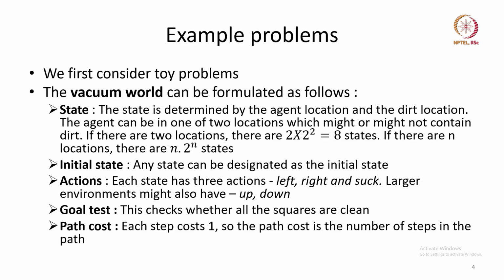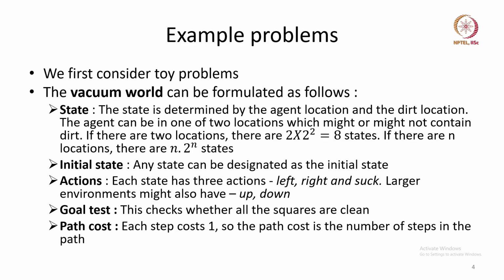And what is the goal test? It has to check that there is no dirt in room A and in room B. In other words, if there are more squares, all the squares should be clean. And what is the path cost? Each step costs 1. So each action that the vacuum cleaner takes will have a step cost of 1, and you can count the number of steps to see what the path cost is over there.